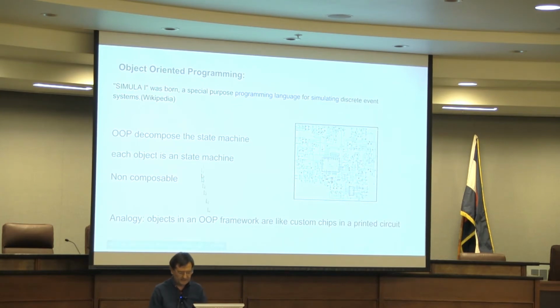But the problem is that we have so many objects with different definitions, different interfaces. Let's say the analogy with hardware is that an OOP framework is like using a custom chip within a printed circuit. You have so many chips with different interfaces, with a complex description that you have to know in great detail to program.